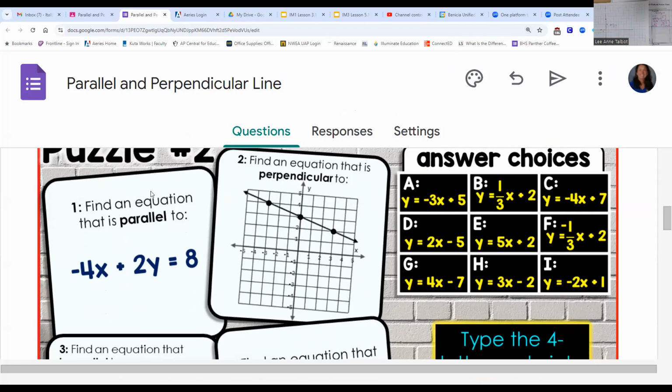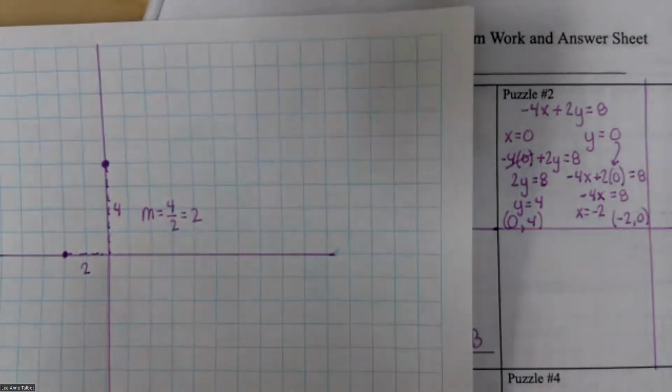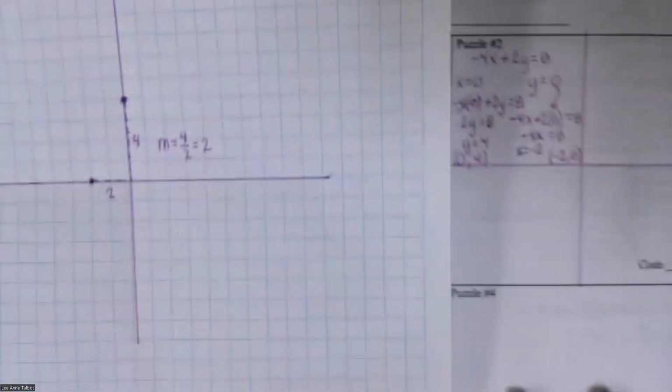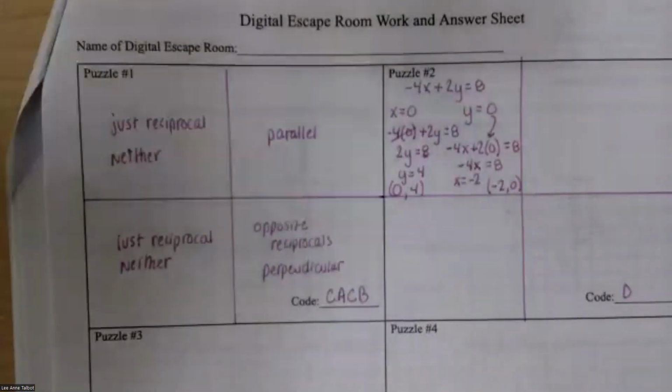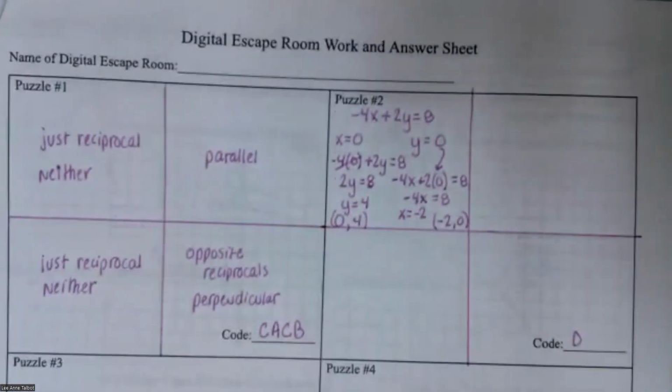What slope did I find? What number was it? 2. Which one of those has a slope of 2? D. You guys see the 2 as the slope in D. Go down to your code and write D.